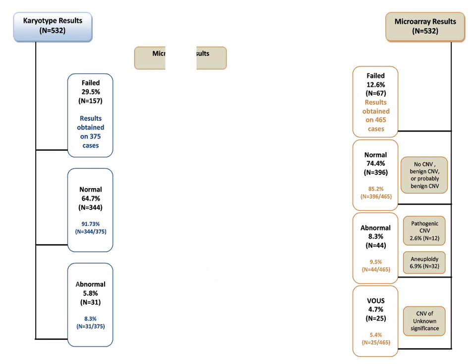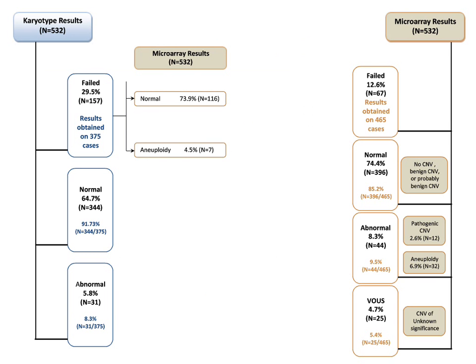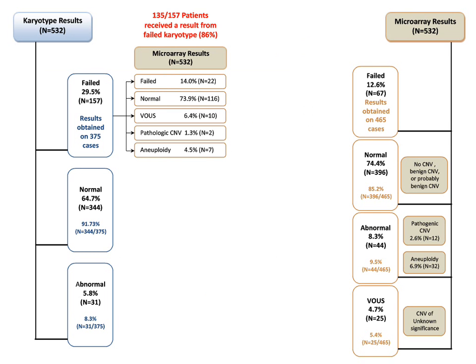We did then look at the microarray results of those that had karyotypes, and in those that failed the karyotypes, we were able to get results in quite a significant number of patients. So that means 135 out of 157 patients that failed to receive a karyotype result actually got a result from the microarray. Those that were normal, we did see some microarray failures in 43 cases, representing 12.5%. The majority were normal, as would be expected.